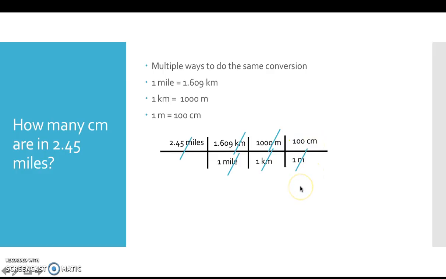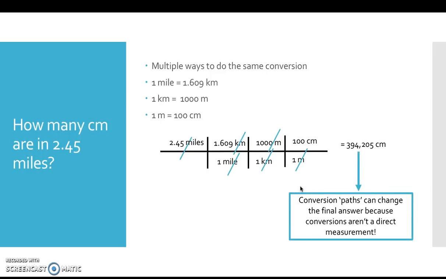I do 2.45 times 1.609 times 1,000 times 100, and I get 394,205 centimeters. Now, the conversion paths can change the final answer, because conversions aren't a direct measurement. That means that we measured this amount, but the path we took to convert it is going to be a little different. Okay, now if we did something called significant figures, we would end up with the same answer.